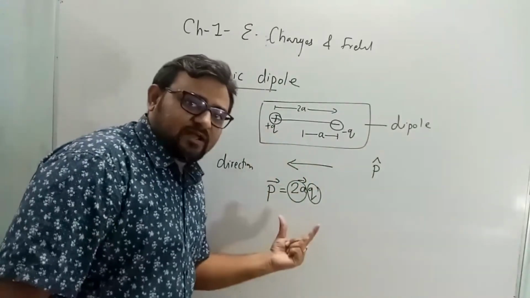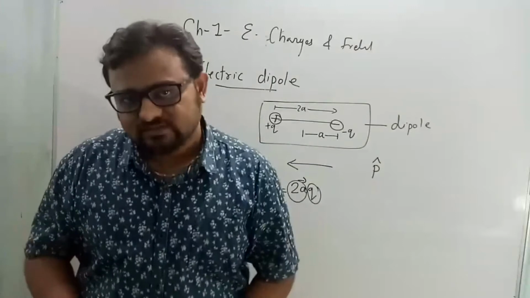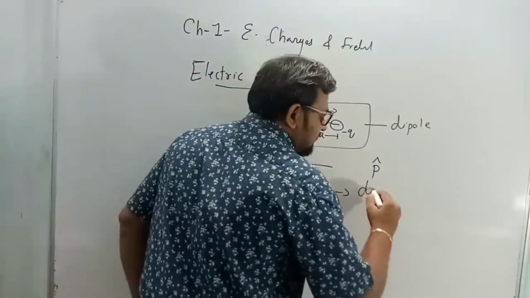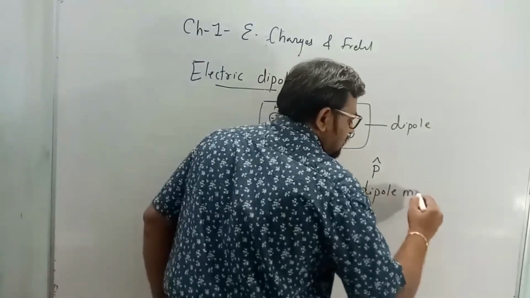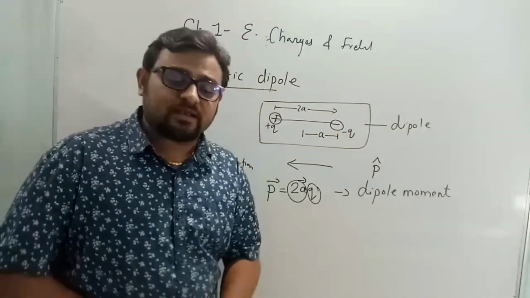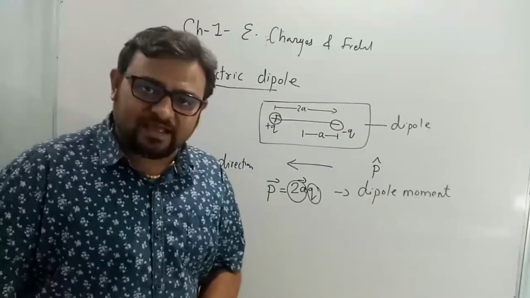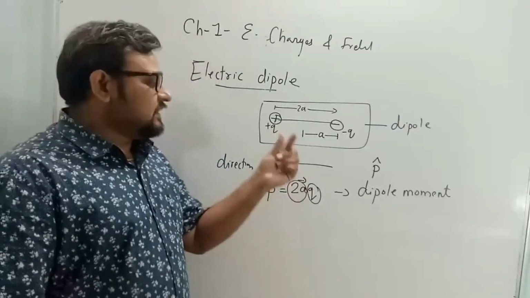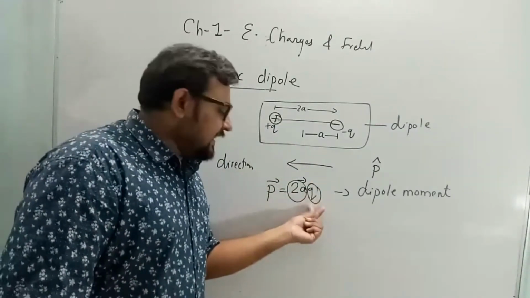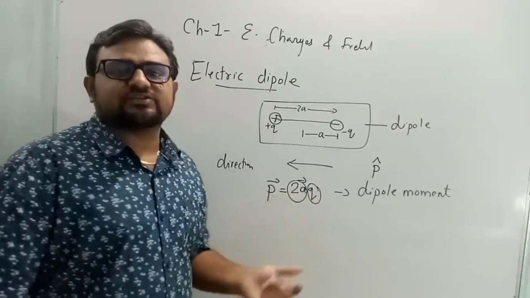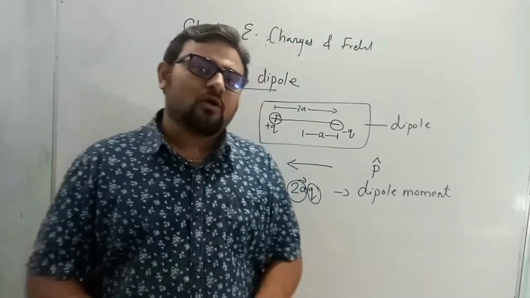So this is the mathematical form. Convert it into English, and that is the definition of dipole moment. Dipole moment can be defined as the product of the magnitude of the charges and the distance between the two charges. That is called dipole moment.